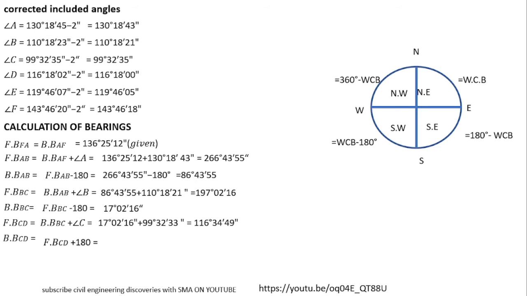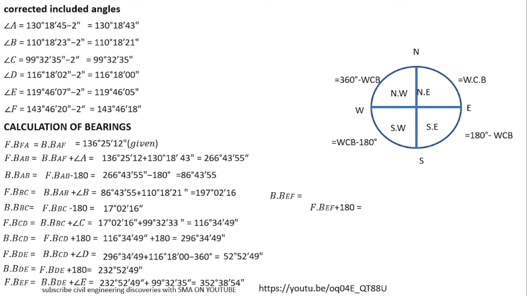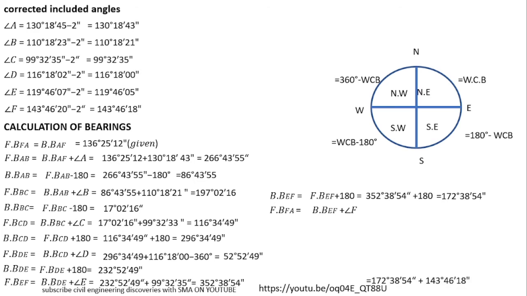The back bearing of CD is equal to the fore bearing of CD plus 180. Likewise the fore bearing of DE and the back bearing of DE, and the fore bearing of EF and the back bearing of EF. So these are the fore bearings and back bearings.